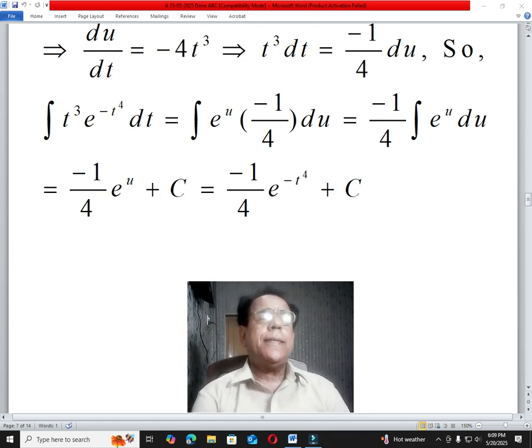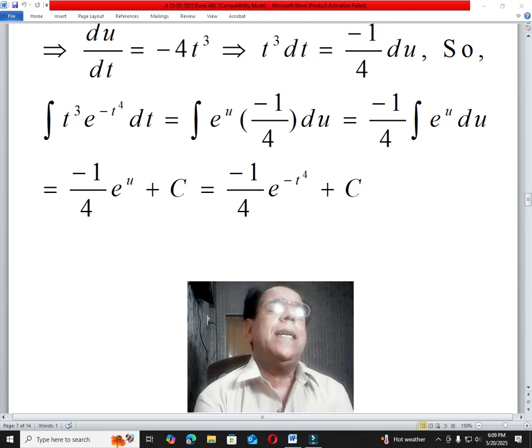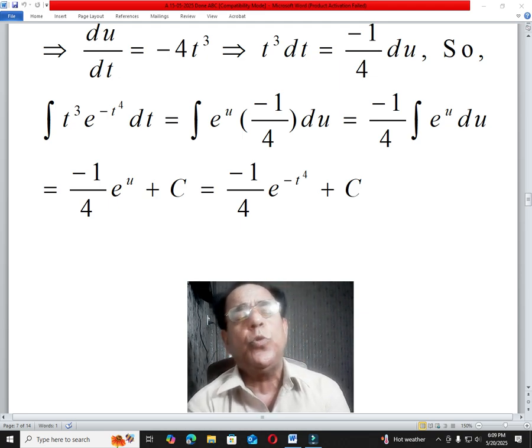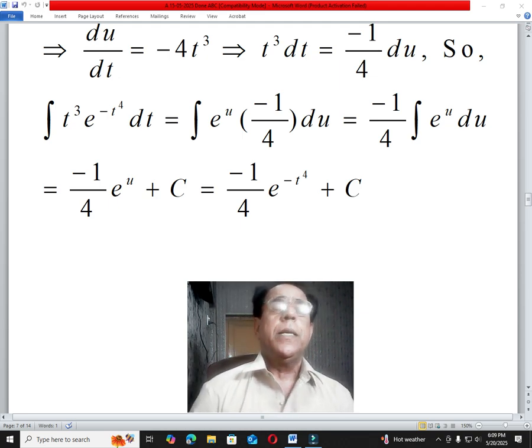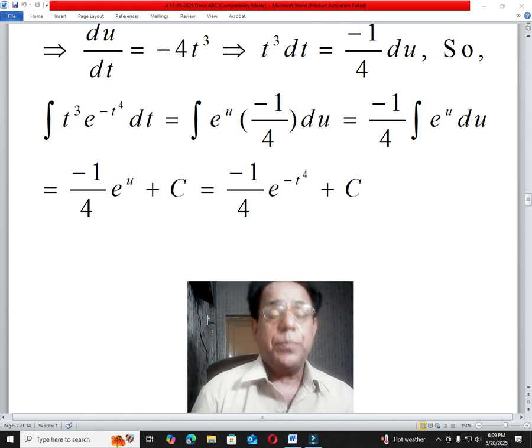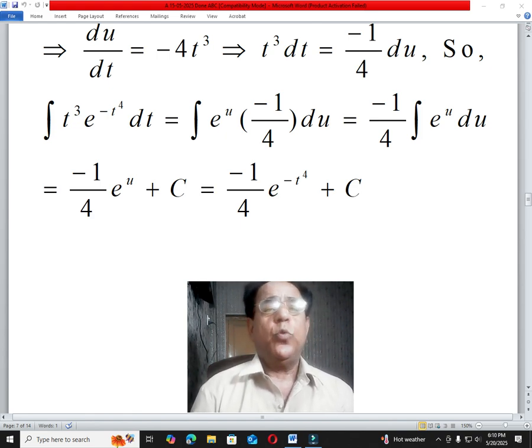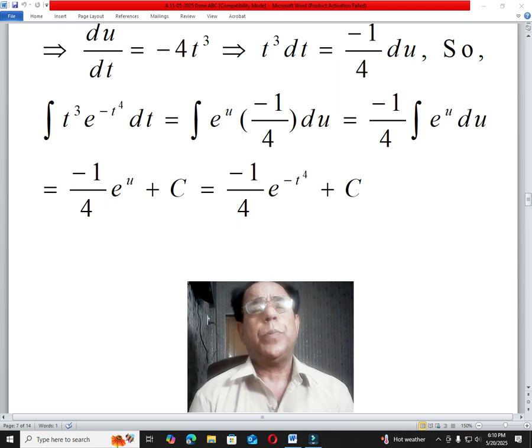However, the only step remaining is that in the last we have to resubstitute u by its original value, and hence our answer becomes minus 1 by 4 e raised to power minus t raised to power 4 plus c.